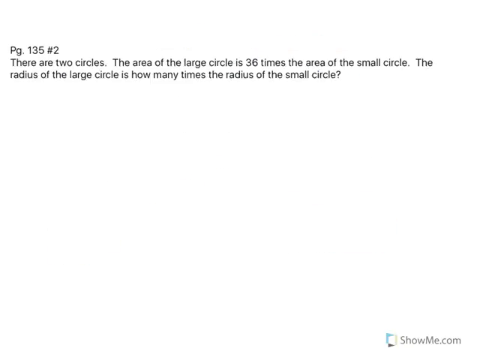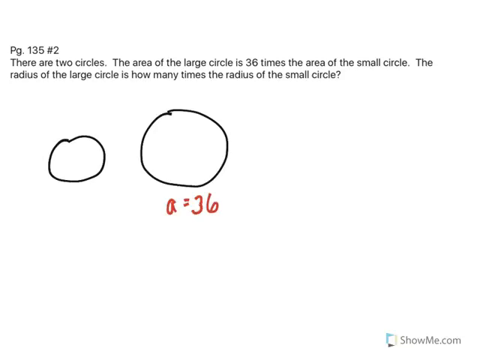Next problem. Okay, there are 2 circles. They mention a large circle and a small circle. So I'm going to draw a large circle and a small circle. Excellent. Okay. So the area of the large circle is 36 times the area of the small circle.